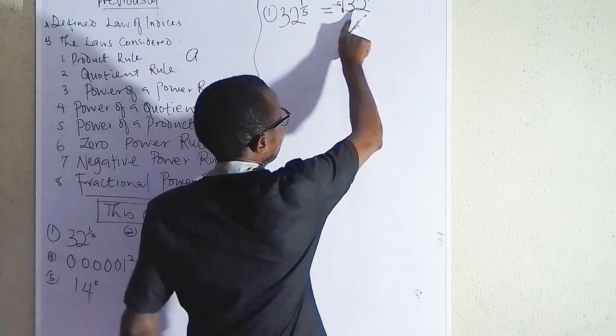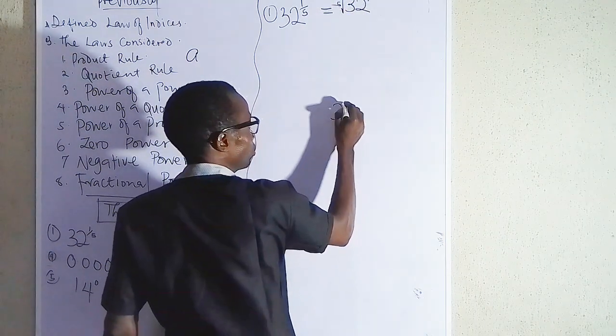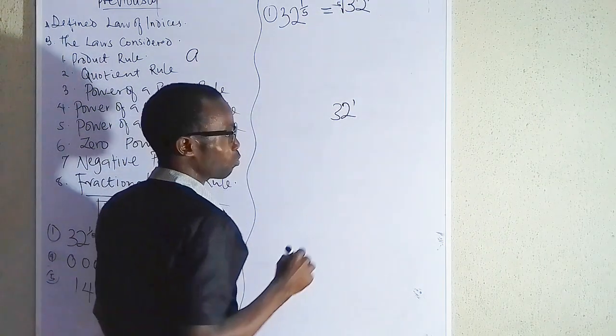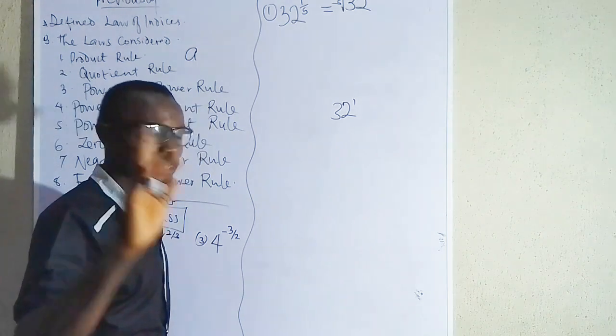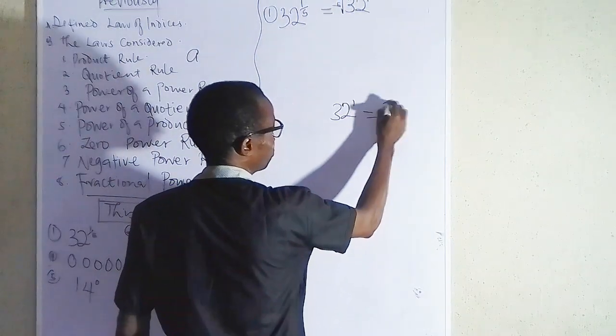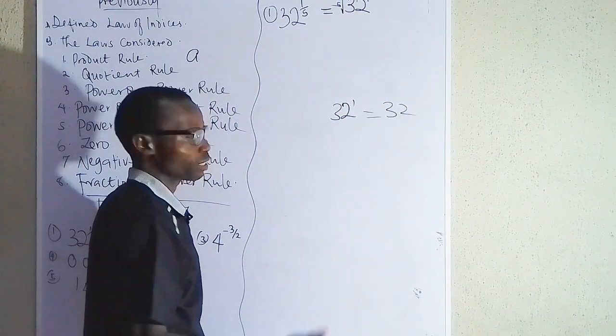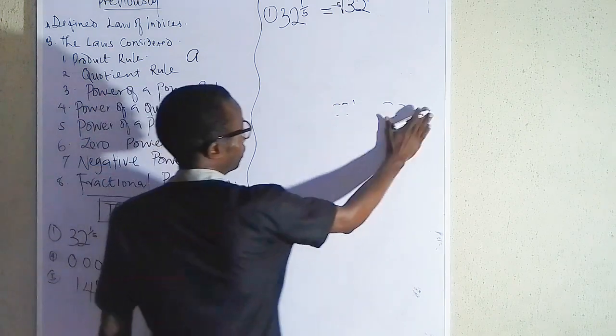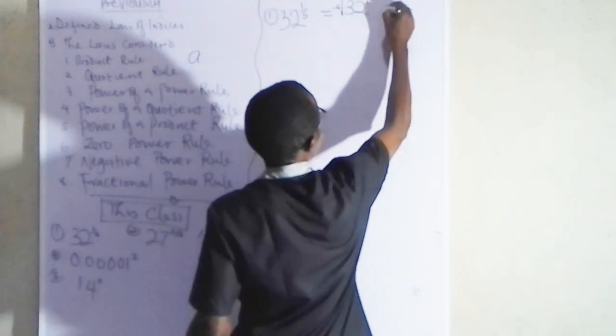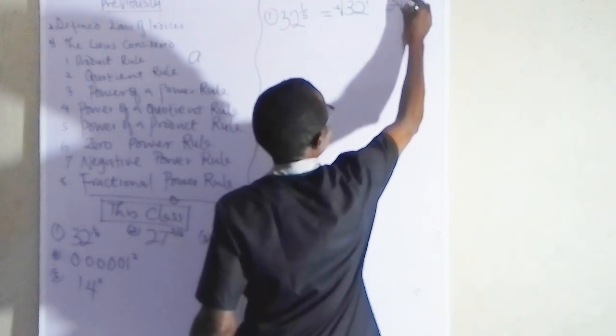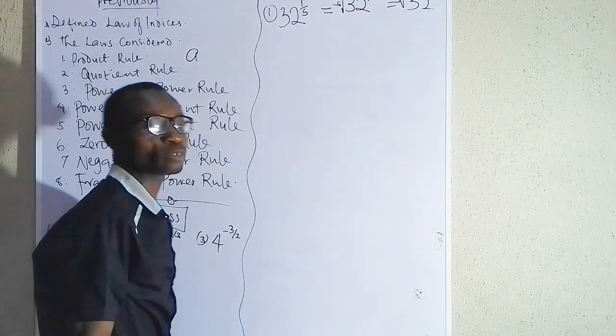But first of all, let's do this. What is 32 raised to the power of 1? It means write 32 one time. If I'm to write 32 one time, it's going to be 32. I'm not writing it twice and I'm not multiplying it by itself. So this is still the fifth root of 32. Now, what's the fifth root of 32?